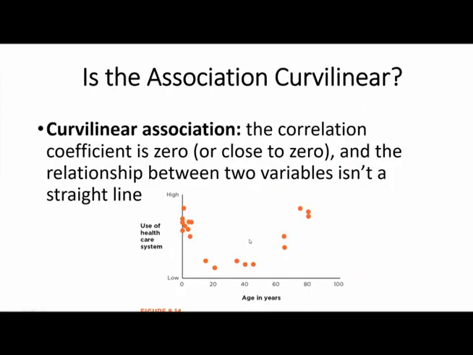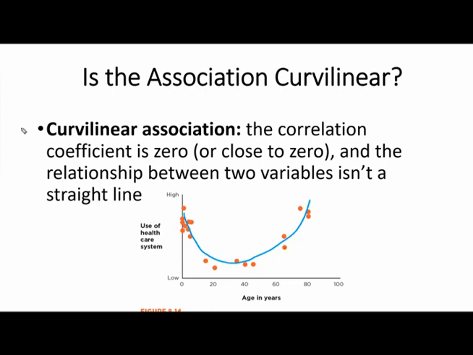Now, our last statistical consideration is to look for curvilinear associations. Basically, you're going to find a situation sometimes where your correlation coefficient, your R, is really close to 0, but the relationship between the two variables actually has a pattern. We can see an example of this down here, where we in fact see a curved relationship. So this is a curvilinear relationship.